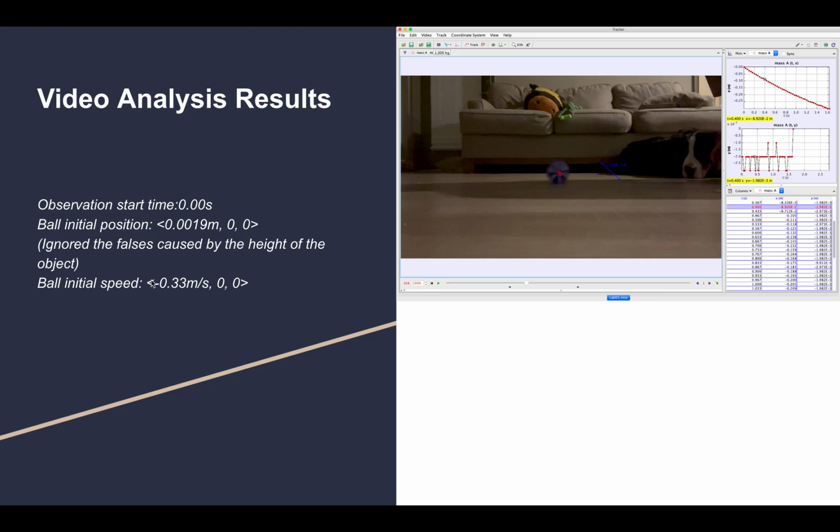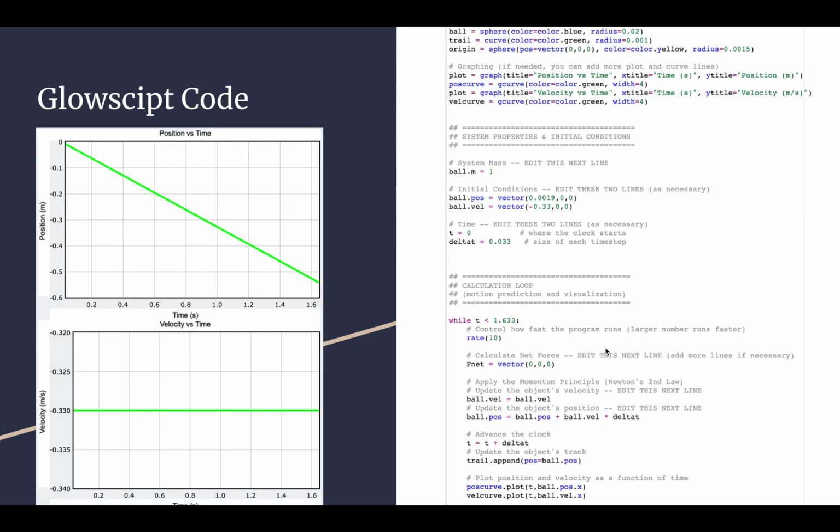Okay, and the ball's initial position is 0.0019 meters. Ignore the forces, and the ball's initial speed was negative 0.33 meters per second. And here's my code on GlowScript. I set the ball's initial position accordingly as well as the initial speed.